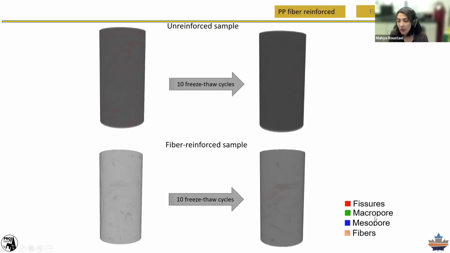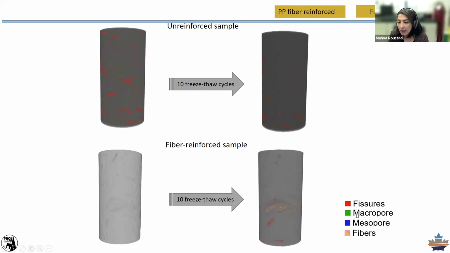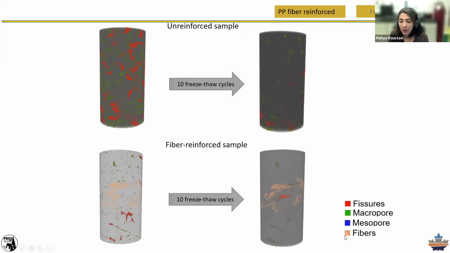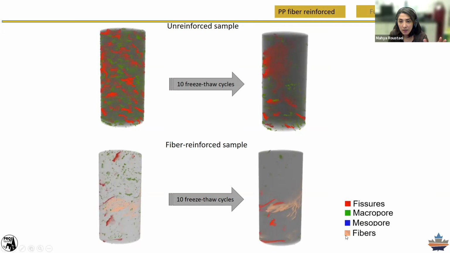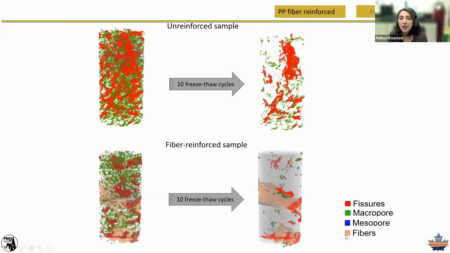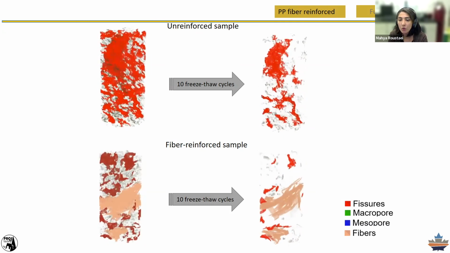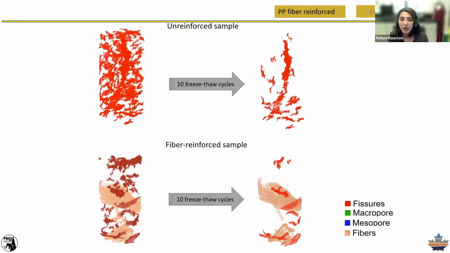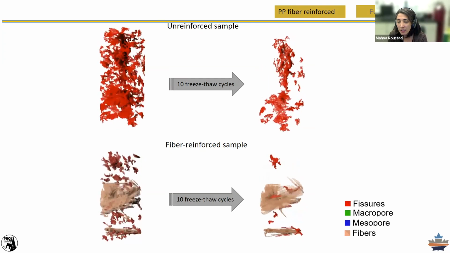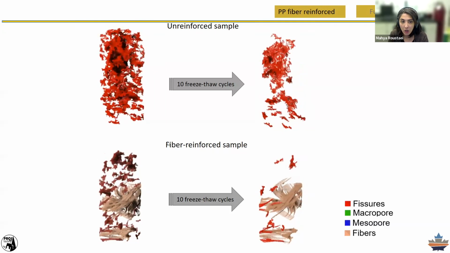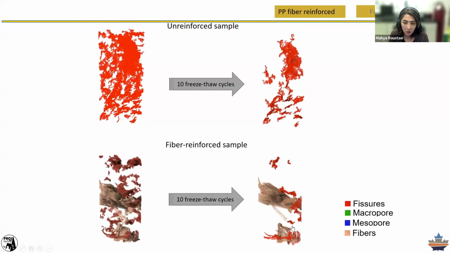And this is a very quick video of our samples before and after the reinforcement, and also after freeze-thaw cycles. You will see the fissures in red, macropores in green, mesopores in blue, and fibers in orange. And you can see that the clay is dissipating from the samples, and the macropores are also dissipating, and the mesopores. And only at the end, we will have the fissures and fibers. And you can see the effect of freeze-thaw cycles on the unreinforced sample, as well as the reinforced one.